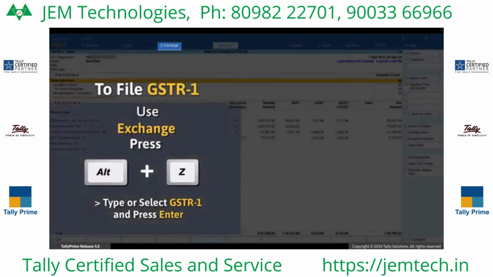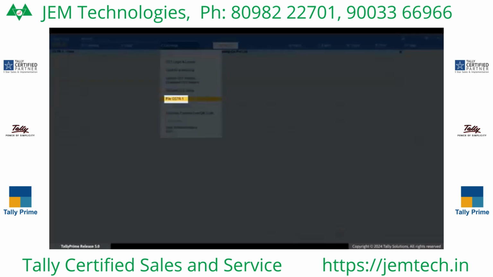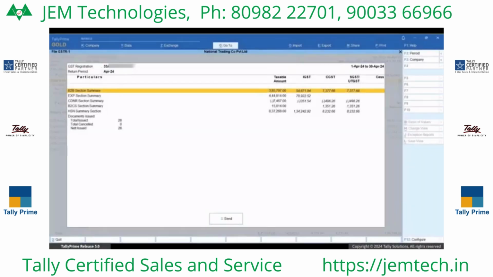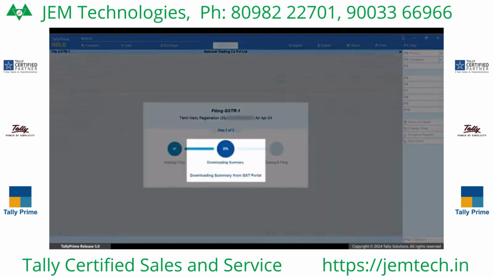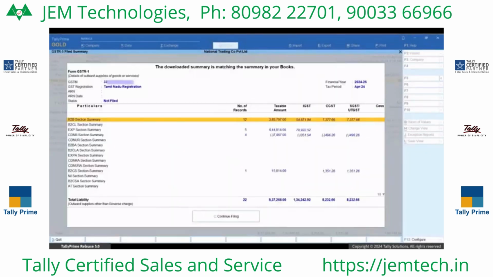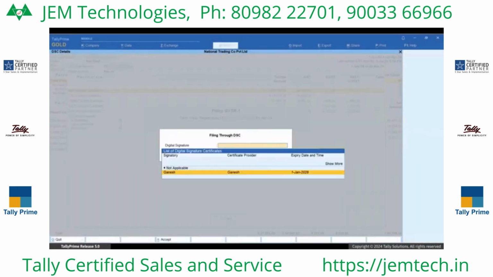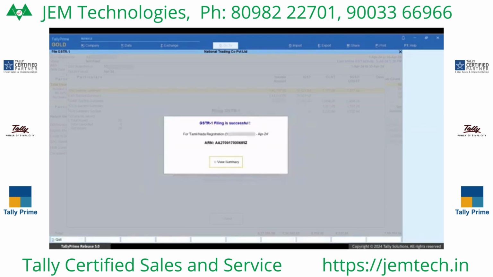Press Alt-Z and select File GSTR1. Press S to send. The filing is initiated and the summary is getting downloaded. Now, continue filing since the downloaded summary and books match. Enter PIN and GSTR1 gets filed.